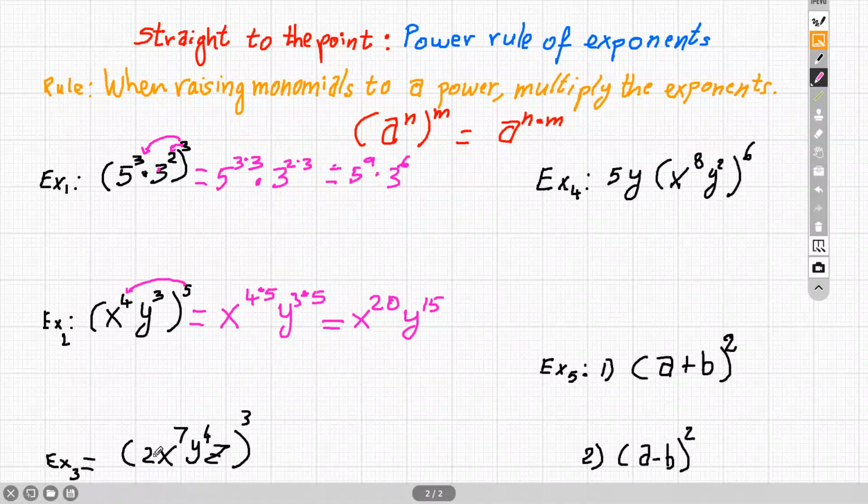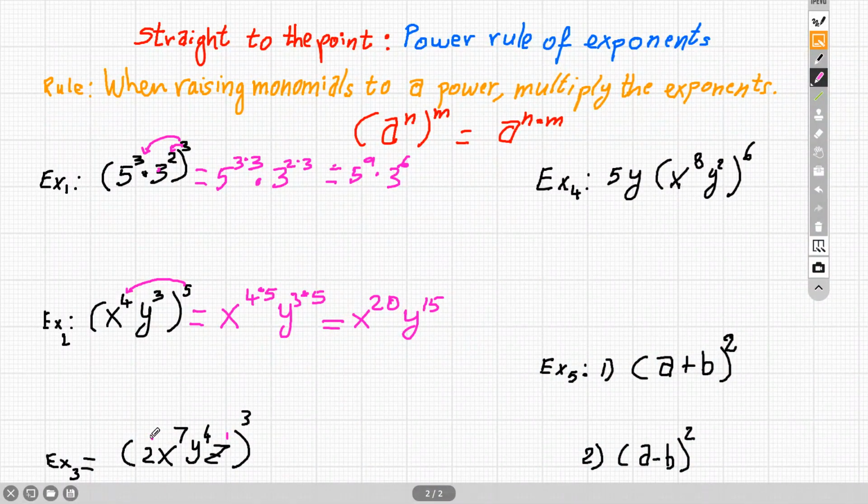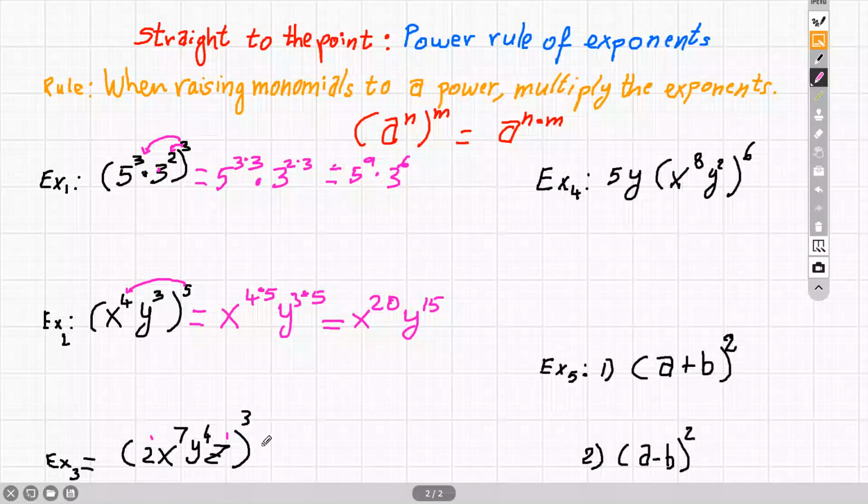Now, notice that 2 and z right here, you don't see any exponent on them, but the power of 3 is on all of them. If you don't see an exponent on any item inside the parentheses, the exponent is 1, right? So you can put 1 wherever you are not seeing exponents, so that you know you are multiplying the exponent that is outside of the parentheses by 1, in the case of 2 and z.